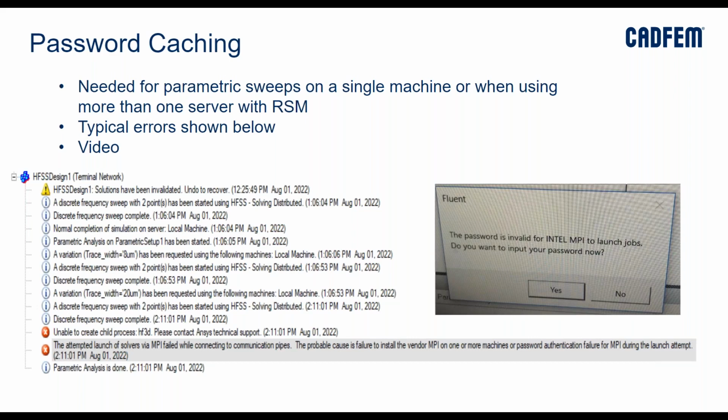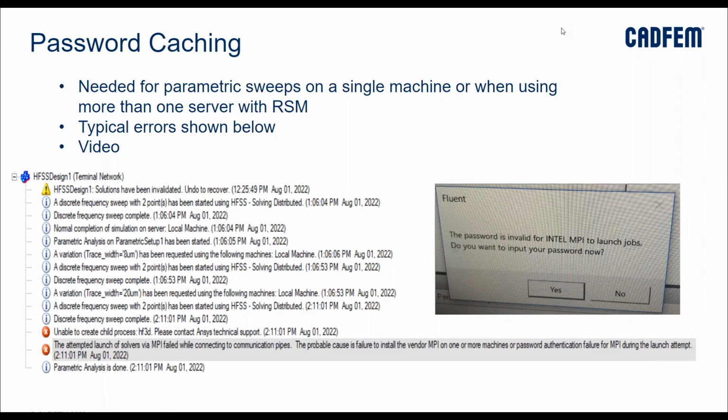Another issue people have is the so-called password caching. Many, or I'd say even every engineer would do a parametric sweep. That's the whole point of simulation. What happens if I change this length by that much, or what happens if I change that variable? And a common issue is the so-called password caching. This is something you need to do before you do parametric sweeps.